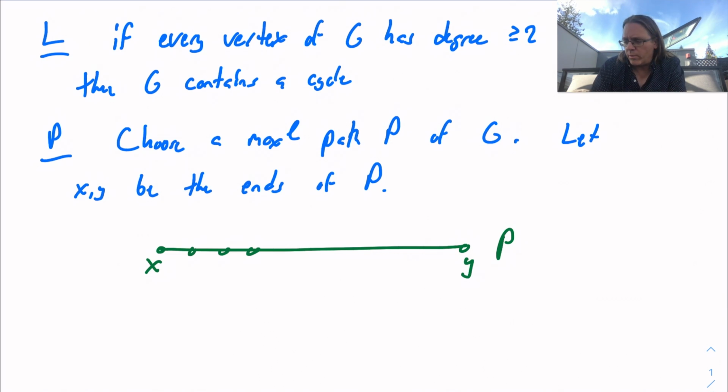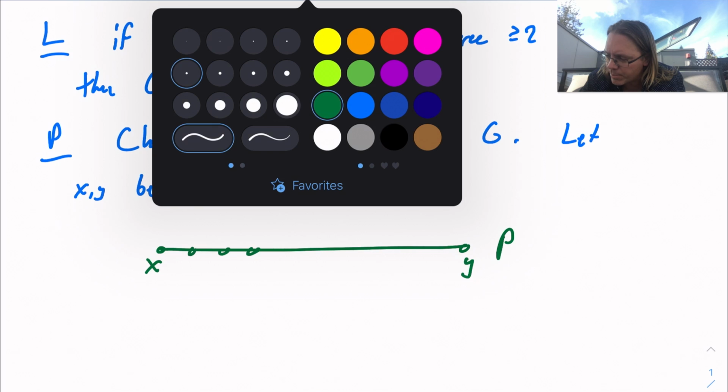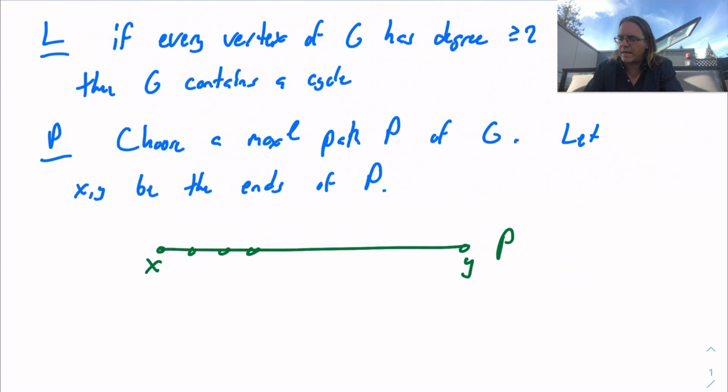And what does it mean for my path to be maximal? Well, I can't extend the path by adding another vertex and an edge between that vertex and x. So another way of saying that is every vertex in my whole graph G that's adjacent to x must lie on this path P. And the same must be true of y. This is really a key property, the key feature of a maximal path.